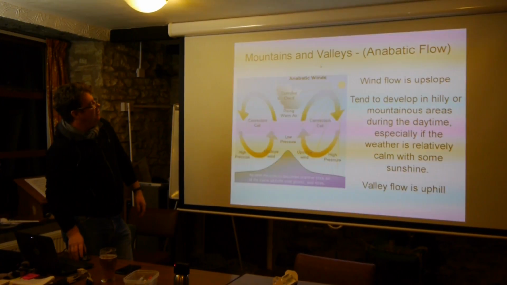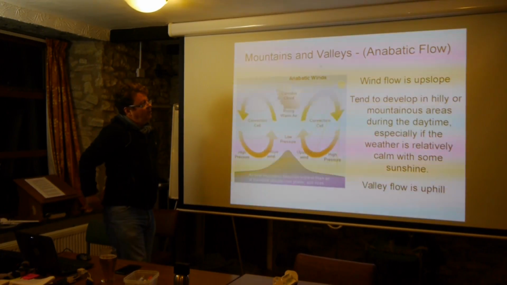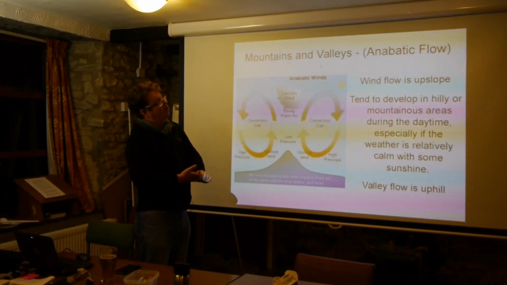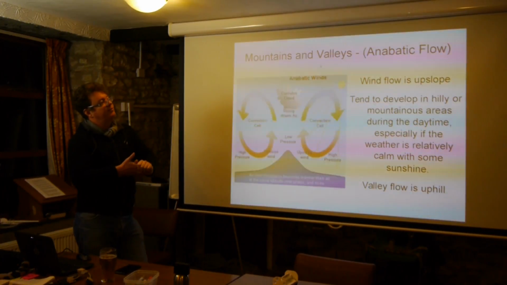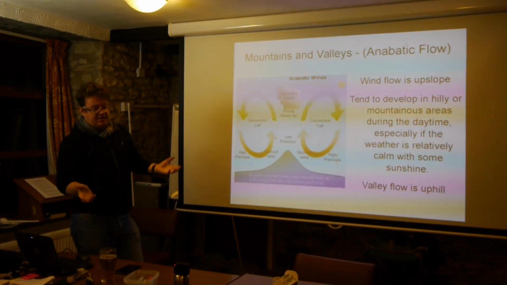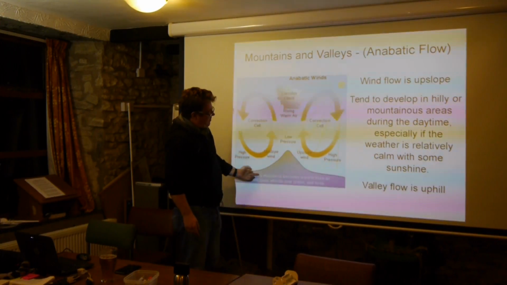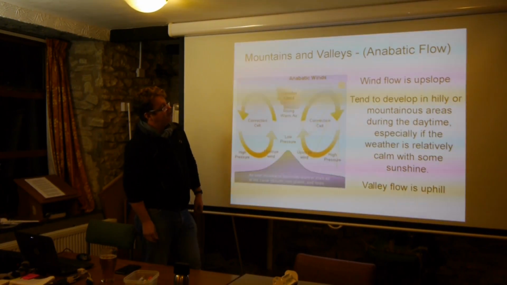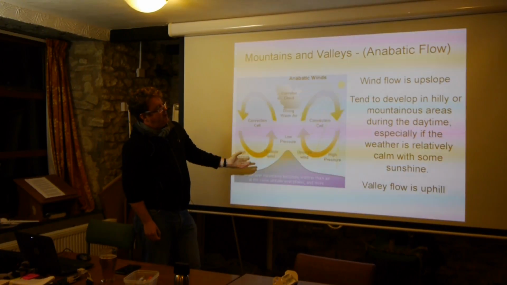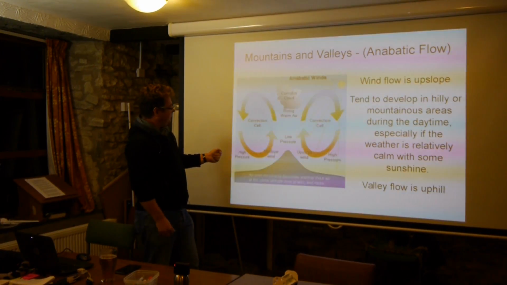Now, mountainous regions where you have mountains and valleys, large-scale relief. We're going to talk about two kinds of flow, basically. Anabatic flow, which is convective flow upslope, where the wind basically blows up the slope of any large-scale relief. It tends to develop during the day in hilly or mountainous areas, particularly where there's not strong wind and there's sunshine.